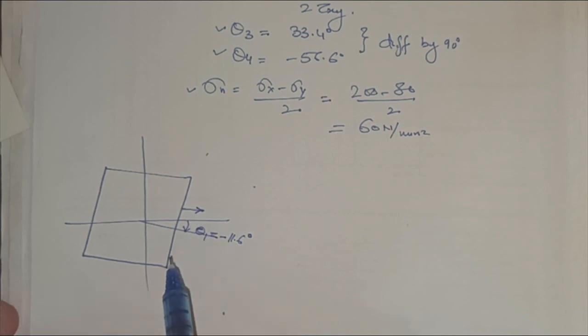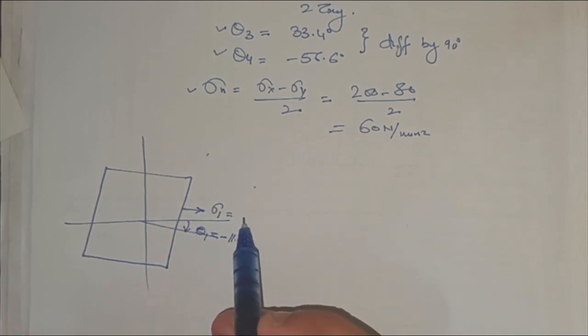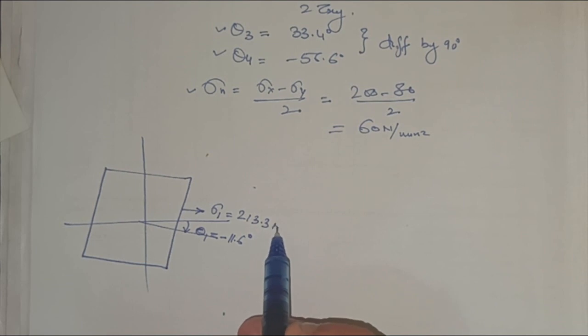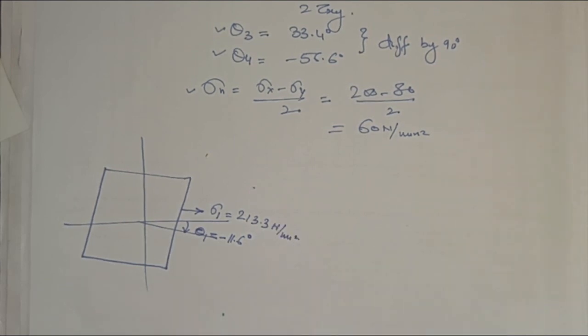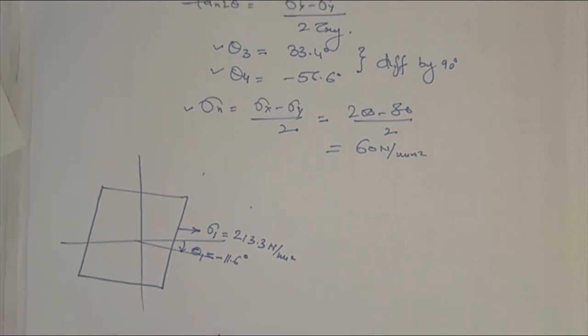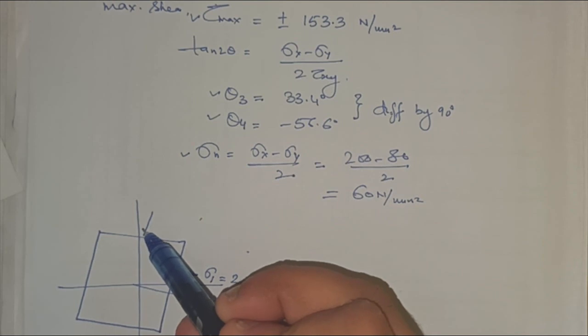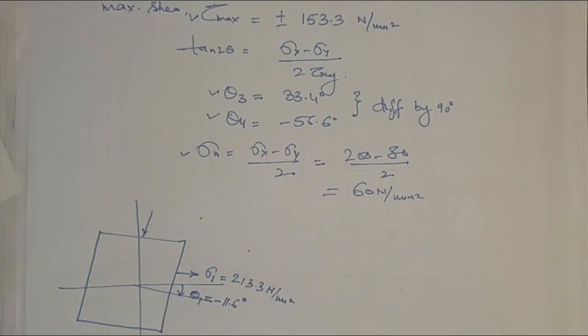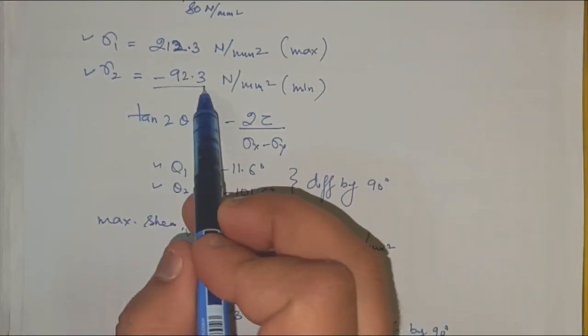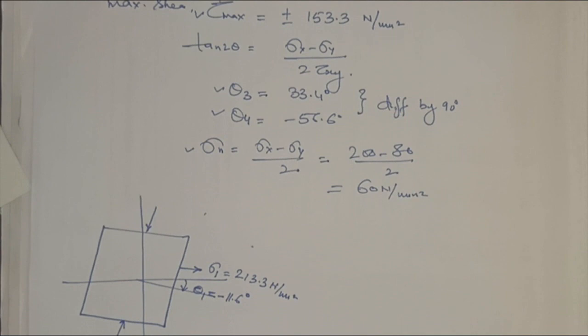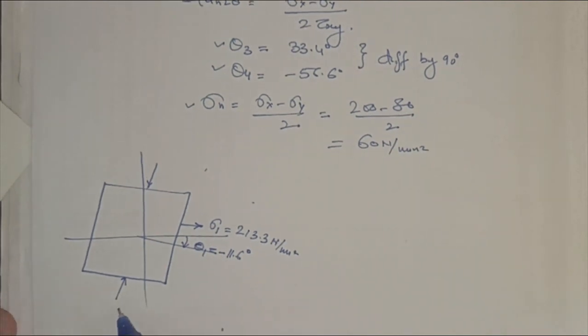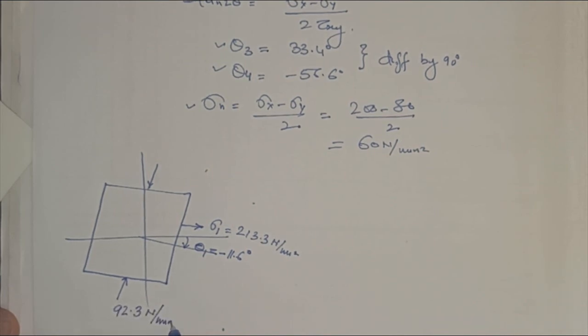And the stress on this is the principal stress, sigma 1 equal to 2013.3. Whenever you do these problems, please represent these stresses, especially the principal stresses. This will be better for the examiners to check also. And the other stress is the compressive stress, as you can see here, minus 92.3. Once we have stated the orientation as compressive, we don't need to write the minus sign: 92.3 Newton per mm square.